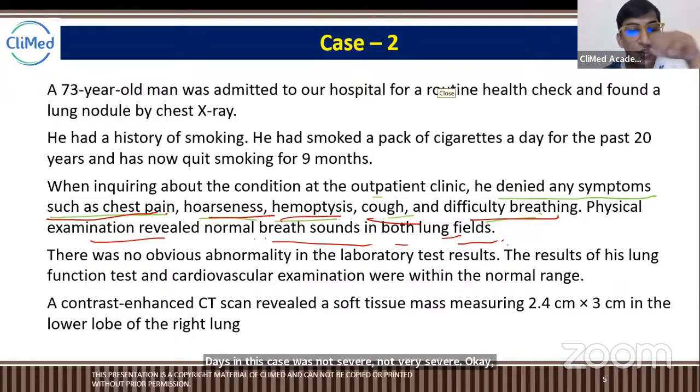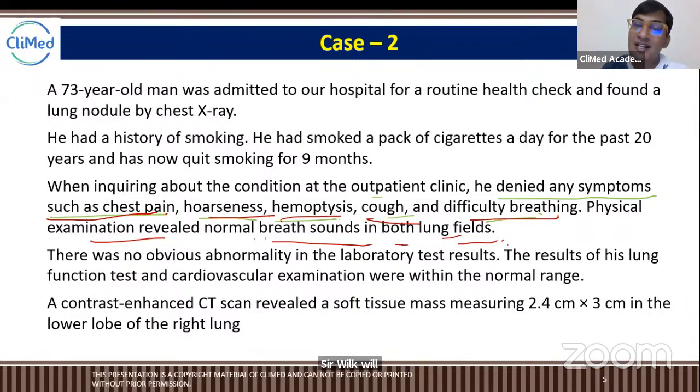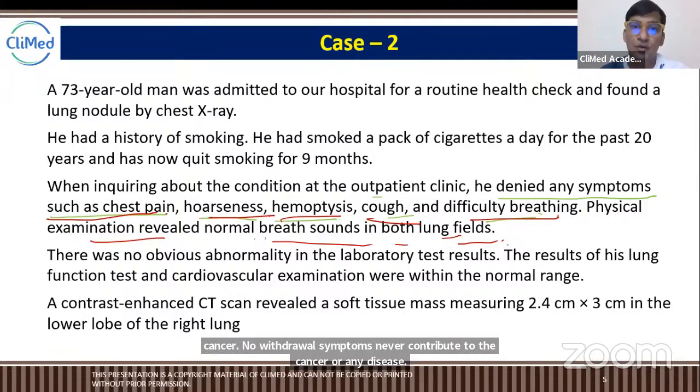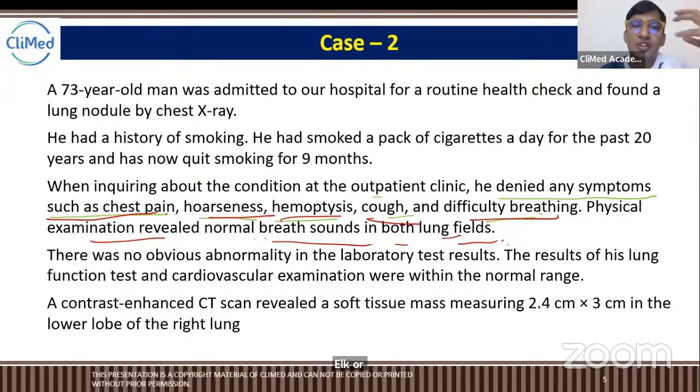Sir, will withdrawal symptoms contribute to the cancer? No, withdrawal symptoms never contribute to cancer or any disease. Alcohol withdrawal syndrome is one syndrome, a combination of multiple reactions of neurological symptoms, but withdrawal symptoms usually do not cause cancer.